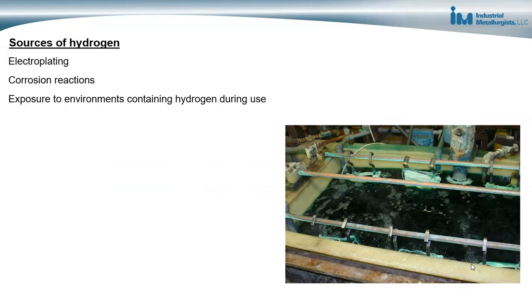There are a few different sources of hydrogen from where a metal can pick up hydrogen. This is during electroplating, such as electroplating copper or nickel or zinc onto steel, and other metals too. Other metals also can become embrittled by hydrogen. I'll focus on just steels for this video. Also, steels can absorb hydrogen during corrosion reactions, and can also pick up hydrogen from environments that contain hydrogen during use, such as environments that contain hydrogen sulfide.